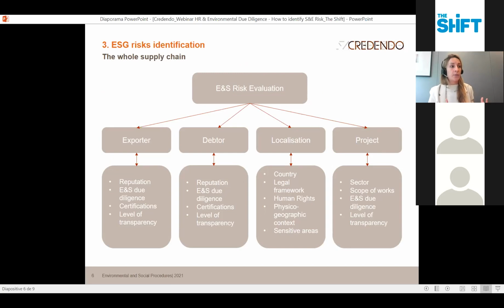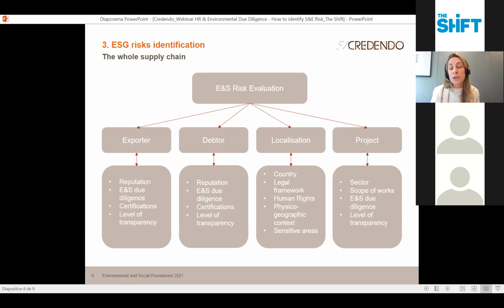So you can have a transaction where the equipment will improve the environmental and social efficiency of the company, so it will be beneficial. But actually the equipment can go within a project that has some ESG issues. So it's really important to evaluate the whole supply chain, not only the exporter, but also the debtor. What is their reputation?